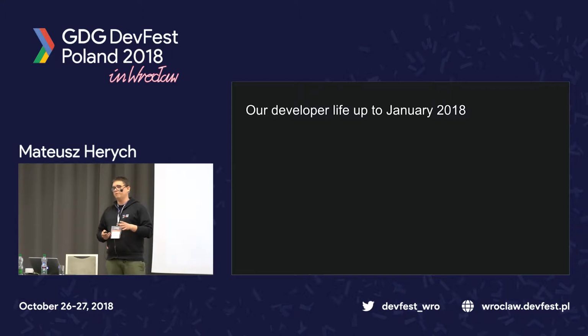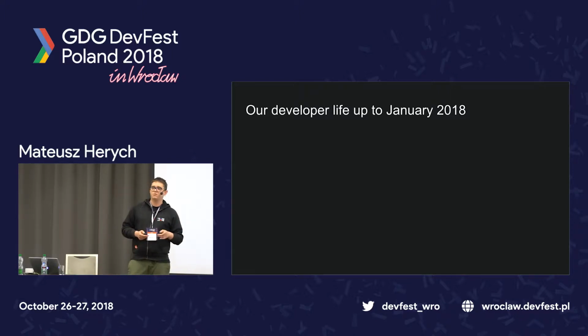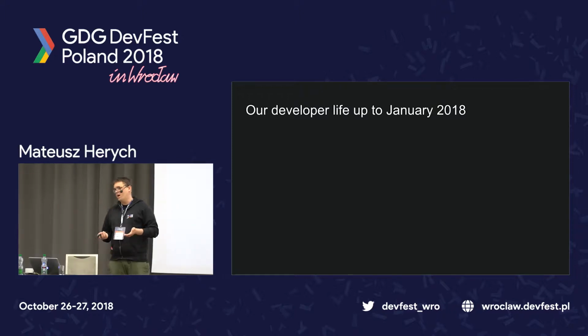So let me start with a little bit of a story, a little bit of context for the whole discussion. So our developer life up until January 2018. Yeah. So what's so special about January 2018? I'll tell you on the next slide. So we had, before then, we had the app module for the Android stuff.